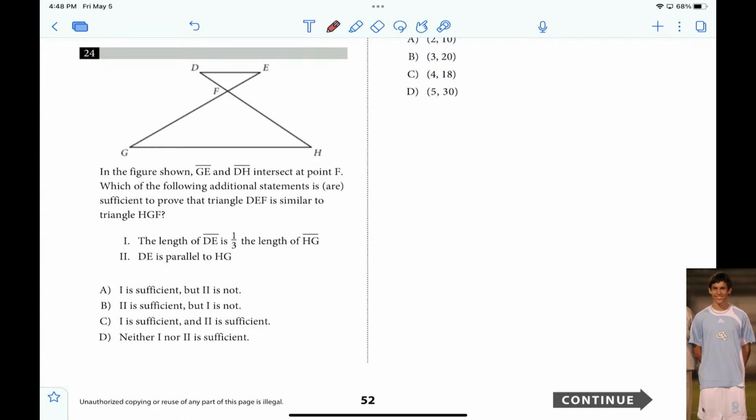Okay, so we're going to have to review a little bit of stuff that we usually do in geometry, everybody's favorite class. So right now, without even the 1 or the 2, we can say that angle F here and angle F here are the same.